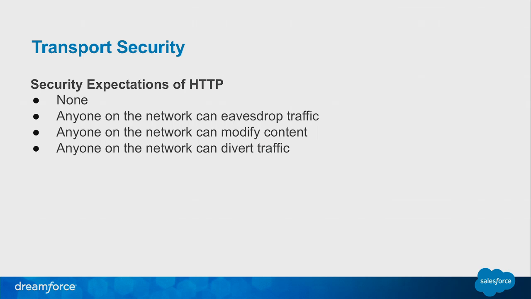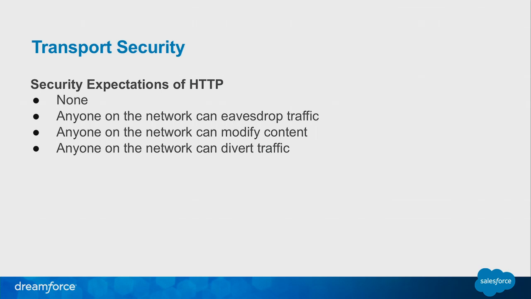Now, let's talk a little bit more about the transport layer, because we said that our APIs were only going to take care of how you communicate, and it's going to rely on HTTP or some transmission protocol to do the transmission, right? So what are the security expectations of HTTP? Nothing really, right? What that means is anyone who's sitting on your network can eavesdrop on your traffic.